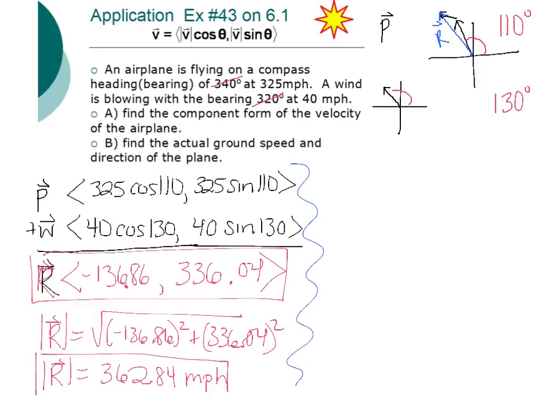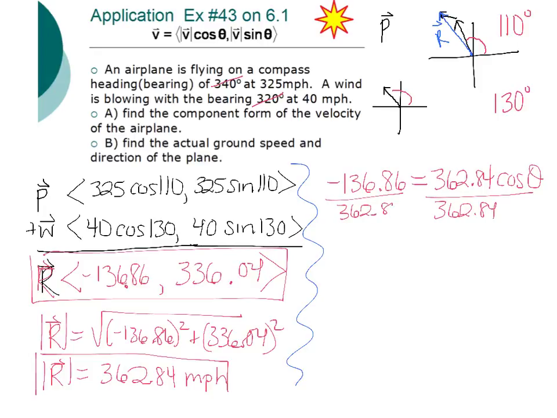So the second part of this then, I'm going to take that horizontal component, negative 136.86, and that should end up equaling this right here, the magnitude times the cosine of theta. Well, the magnitude I just found, I had to find that first before I could find the direction. This is the magnitude. I'm working everything with the resultant at this point. The magnitude is 362.84 times the cosine of theta. Let's divide by the 362. And then we'll have to do inverse cosine on it.